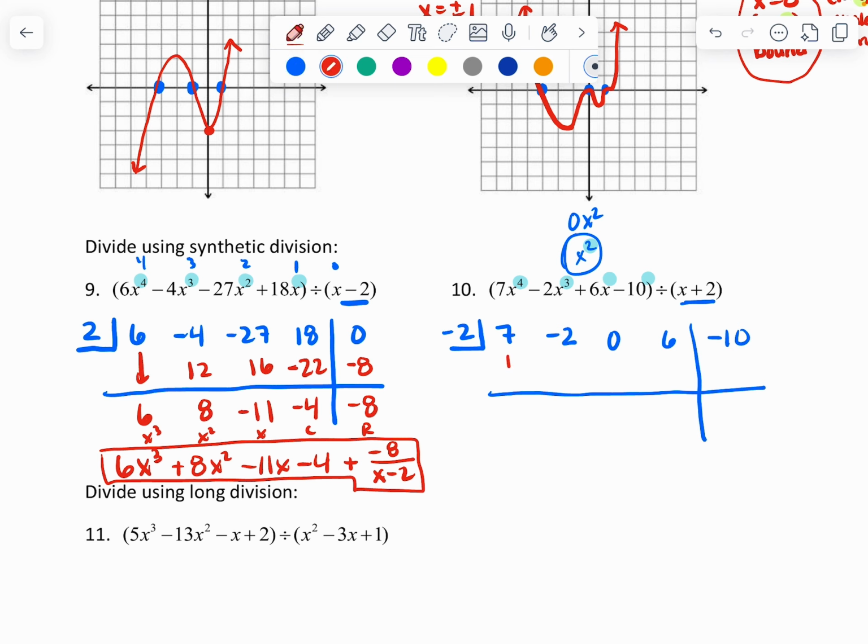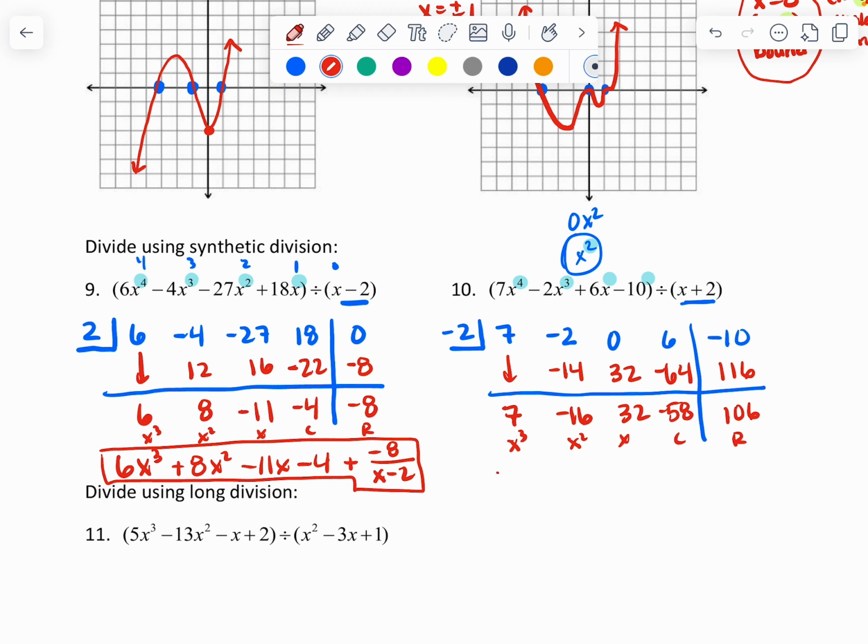So bringing down the 7, we get negative 2 times 7 is negative 14, minus 2 is negative 16, 2 times negative 16 is 32, 0 plus 32 is 32, negative 2 times 32 is negative 64, 6 minus 64 is negative 58, negative 2 times a negative 58 is positive 116, and then minus 10, that's going to be positive 106. So this is your remainder, your constant, your x squared, and your x cubed.